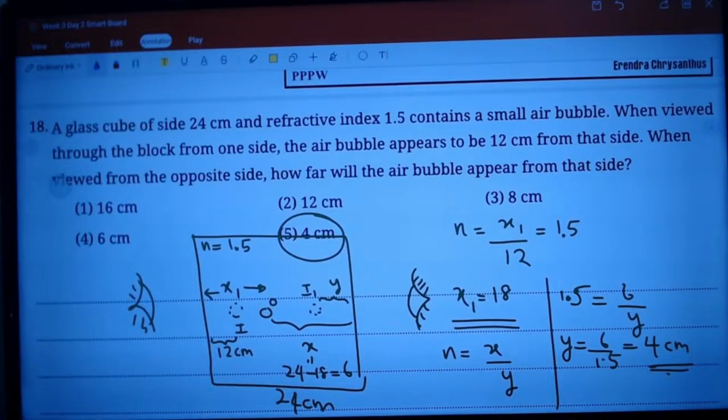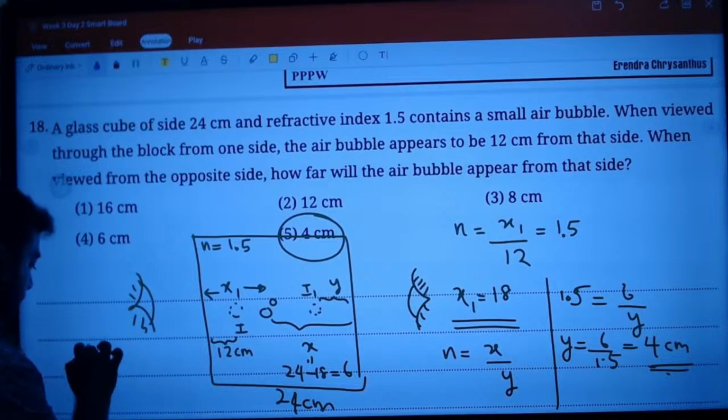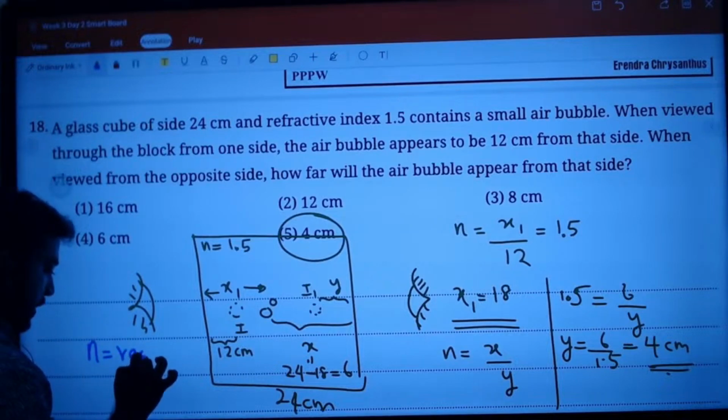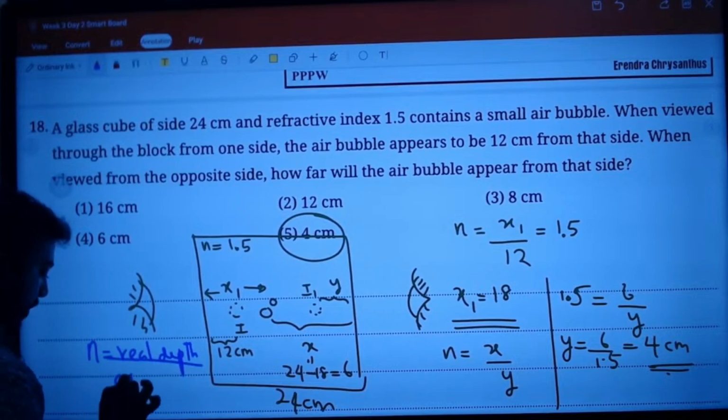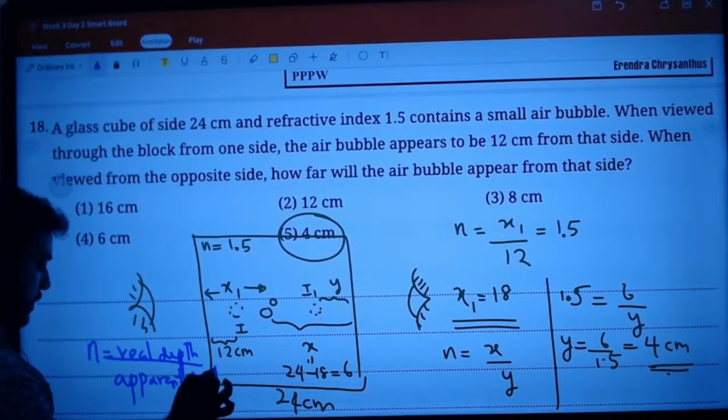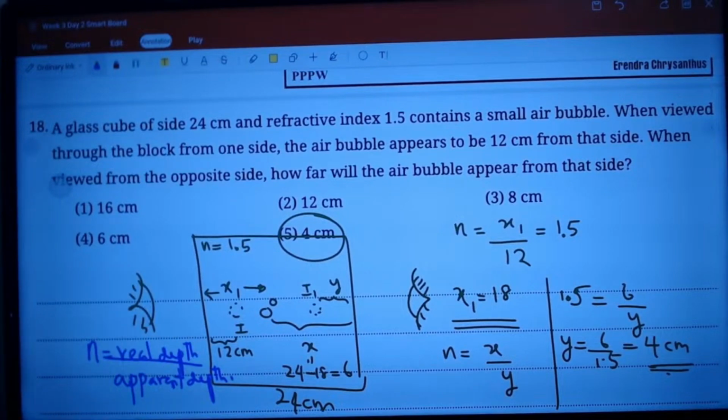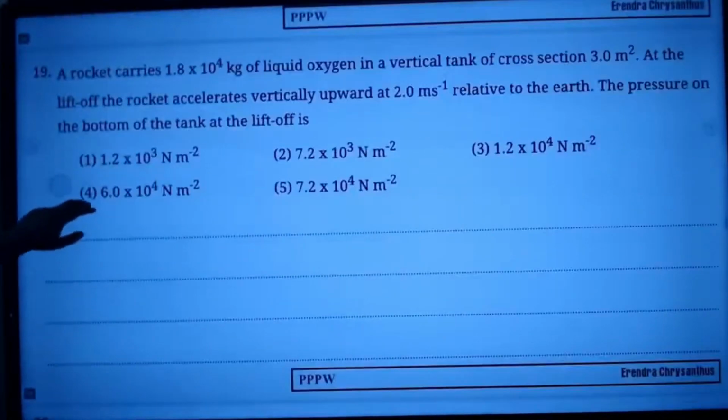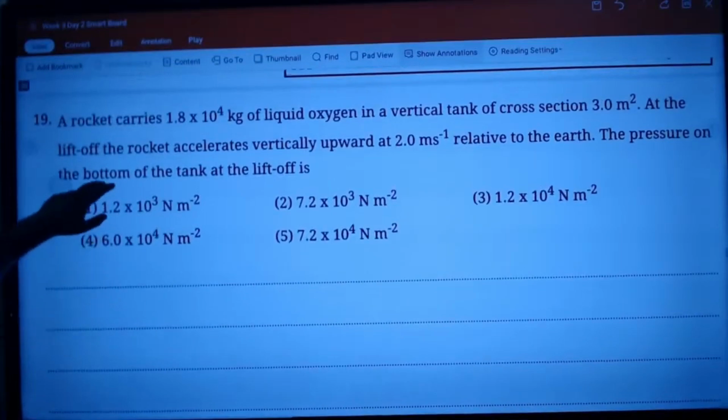Right. So the equation is N, real depth over apparent depth. So refractive index is real depth divided by apparent depth. Right. MCQ 90.